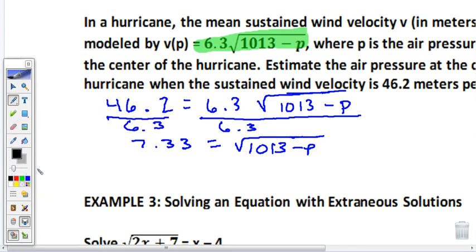All right, what's the next step? You've got to square both sides. So 46.2 divided by 6.3 was 7.33. Somebody run 7.33 squared for me. 53.7.